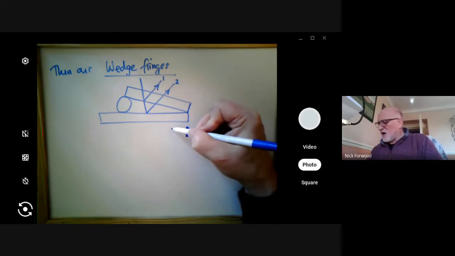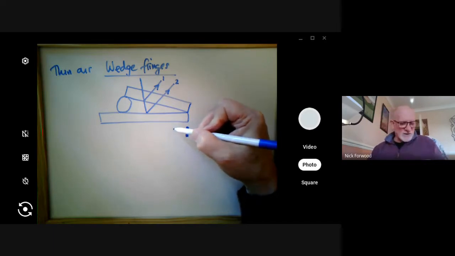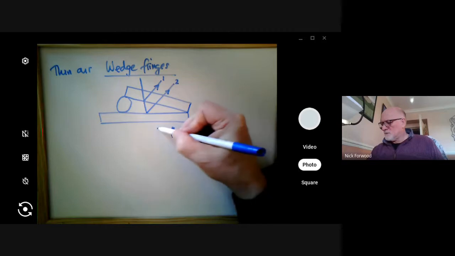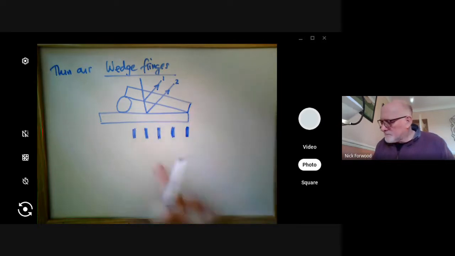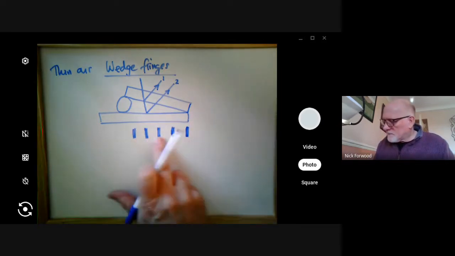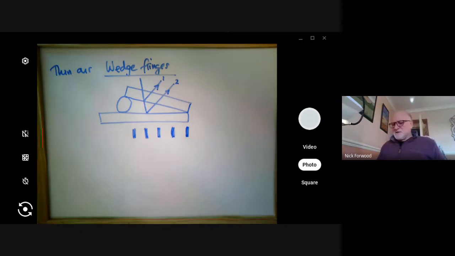So these are dark bits. These are dark bits here, and the spacing goes something like this, I think. Okay, spacing goes something like that. So these are dark fringes like that.